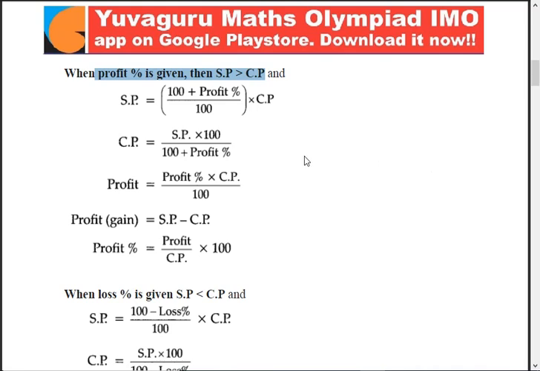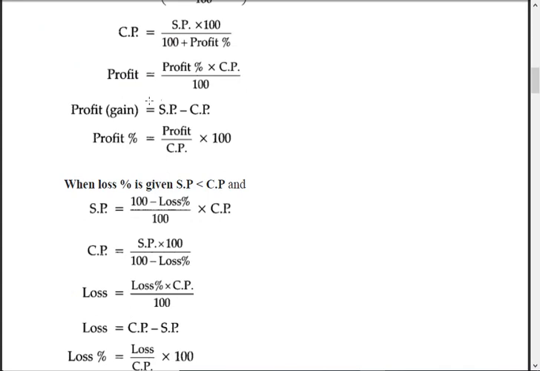Similarly now the reverse: cost price equals SP into 100 upon (100 plus profit percent). See here, these formulae you need not remember, you need to derive them. That's very important. Maths is not remembering, it should be derived. How to find the profit from profit percentage? Profit equals profit percent into CP upon 100. Profit equals SP minus CP. So profit percent equals profit upon CP into 100.